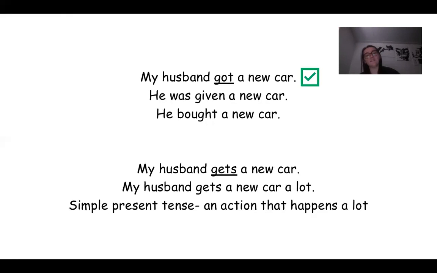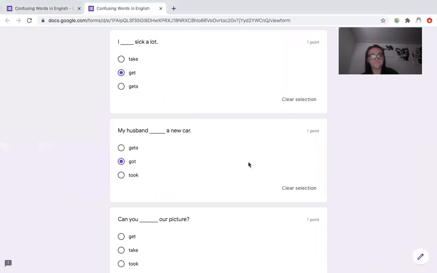But we use got because when we use simple past tense, it makes it seem more like, oh, he was given a new car or he bought a new car. But when you use gets, it's kind of confusing because it's like, does that mean he gets them a lot? Does he get a new car a lot? Does it mean that he won the new car? What does it mean? So that's why it's got.